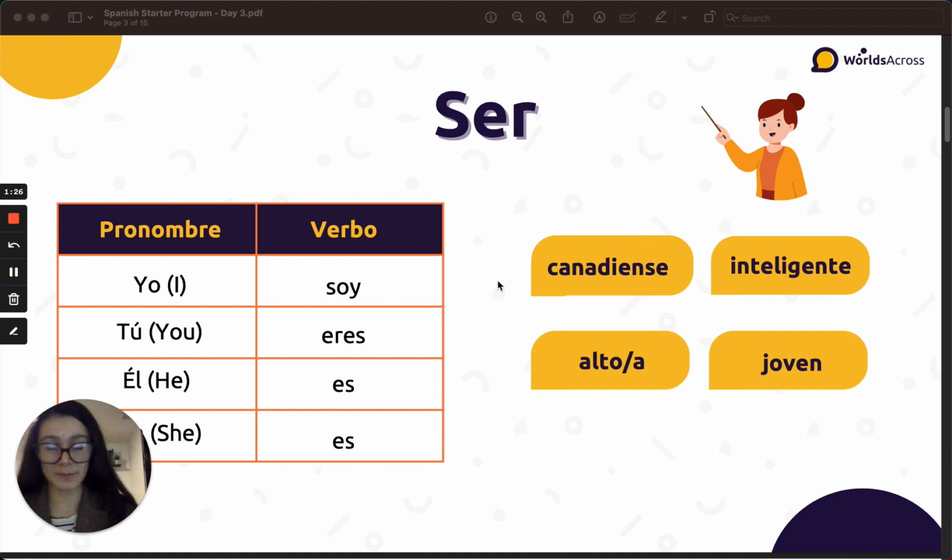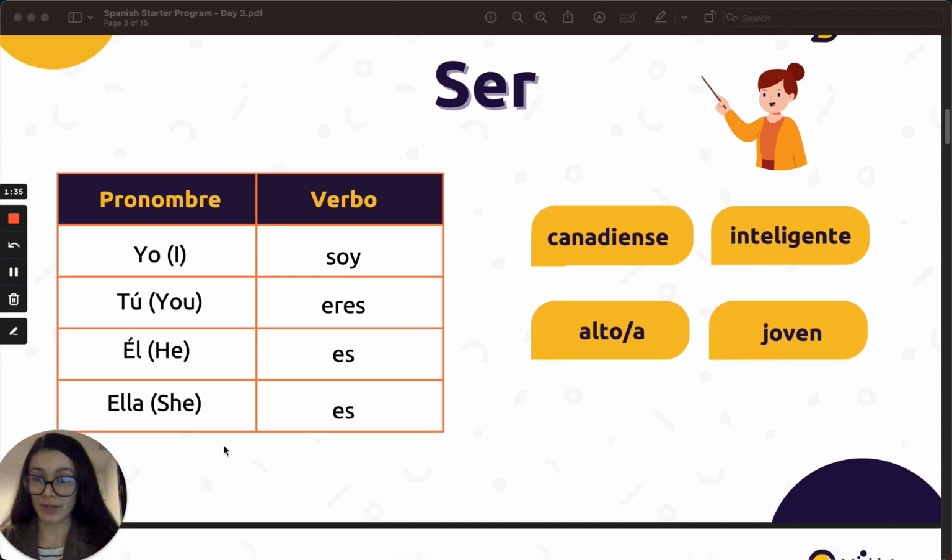Okay, let's recap the verb ser. As we said before, it's for permanent things, right? Here we have, of course, our board of the conjugations, the pronouns on the left, and the verb conjugation on the right. So we have yo soy, I am, tú eres, you are, él es, he is, and ella es, she is. And on the right side, we have some adjectives that we can use with the verb ser to describe. So we have canadiense, which means Canadian, inteligente, intelligent, alto or alta means tall, and joven, young, right?